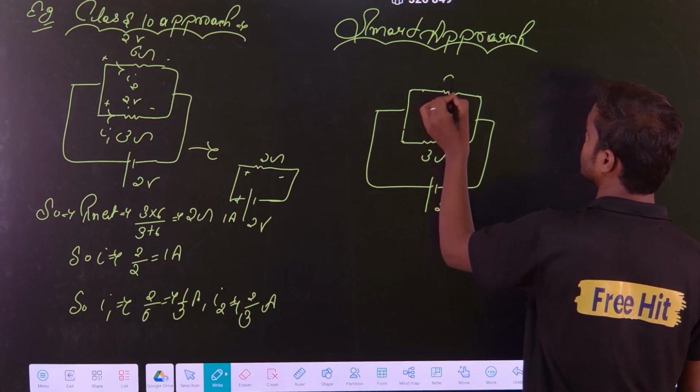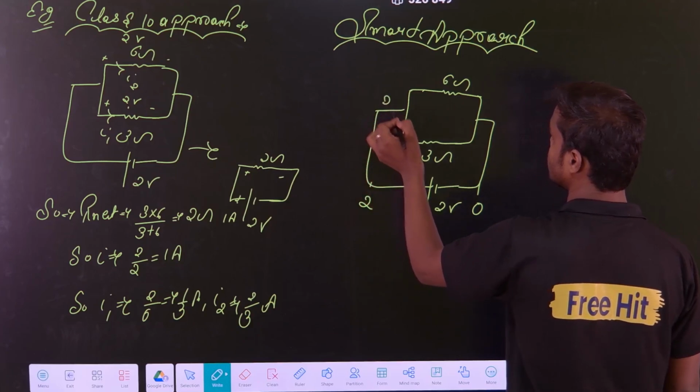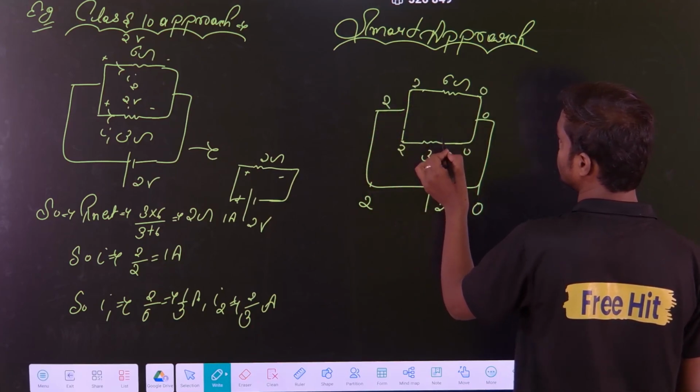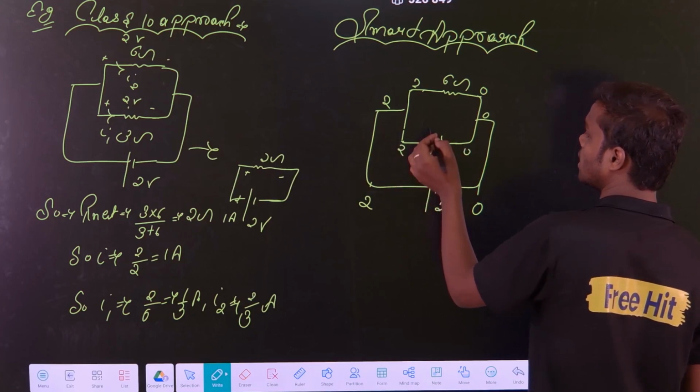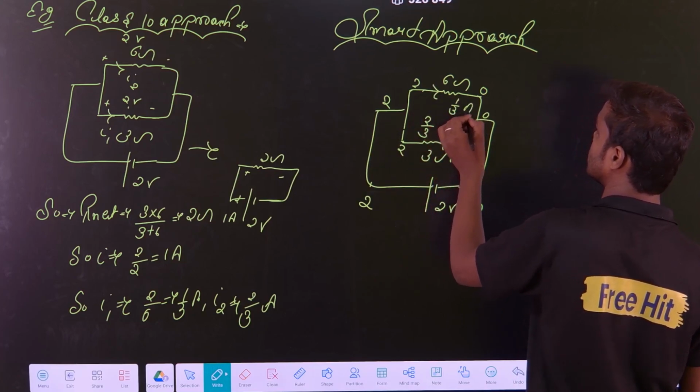This is 3 ohm, this is 6 ohm. I will take this potential equal to 0, so this will become 2 volt, this is 2 volt, this is 0, this is 0, this is 2, this is 2, this is 0. So do you know the potential across this? Directly write 2 by 3, directly write 1 by 3 ampere.